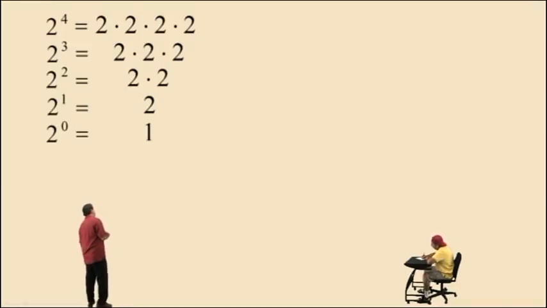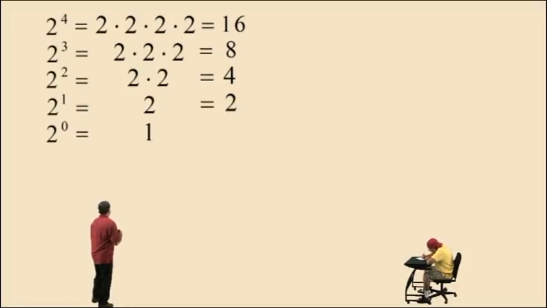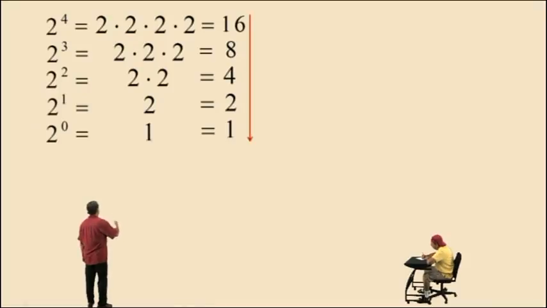If we perform these calculations here, 2 to the 4th is 16, 2 cubed is 8, 2 squared is 4, 2 to the 1st power is 2, and 2 to the 0 power appears to be 1. Well, look at the pattern here. We're dividing by 2. 16 divided by 2 is 8. 8 divided by 2 is 4. 4 divided by 2 is 2. And 2 divided by 2 is 1.